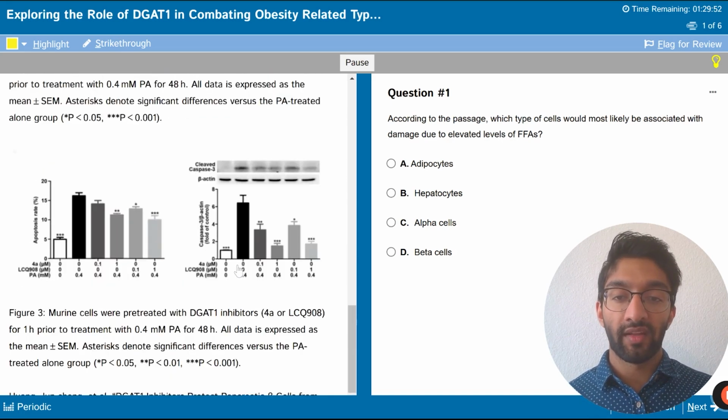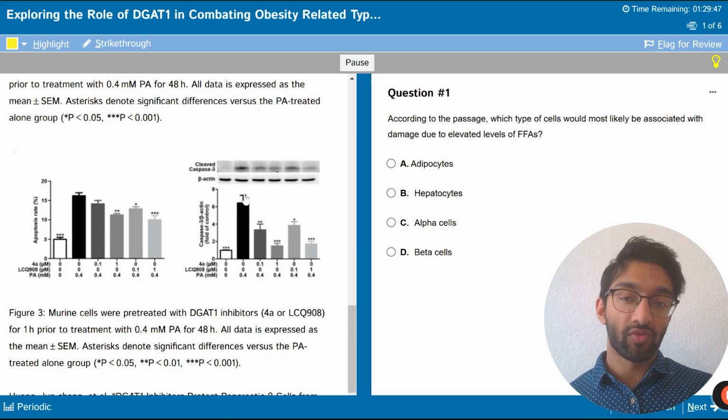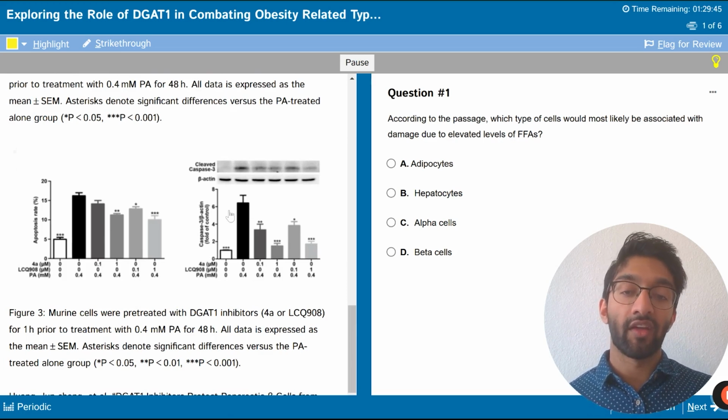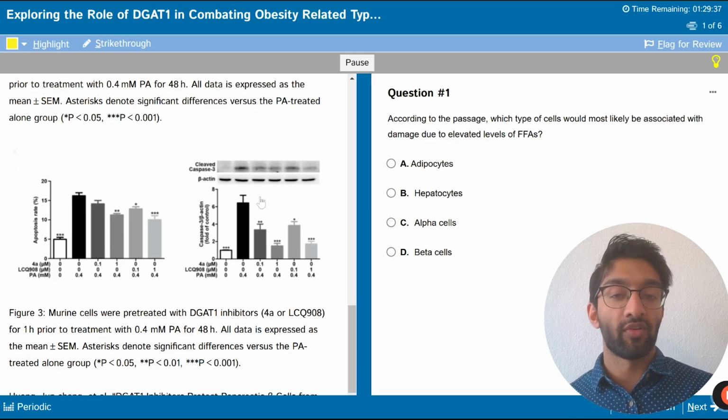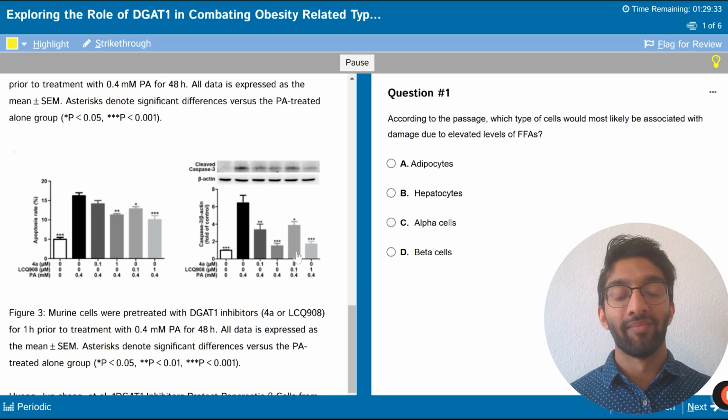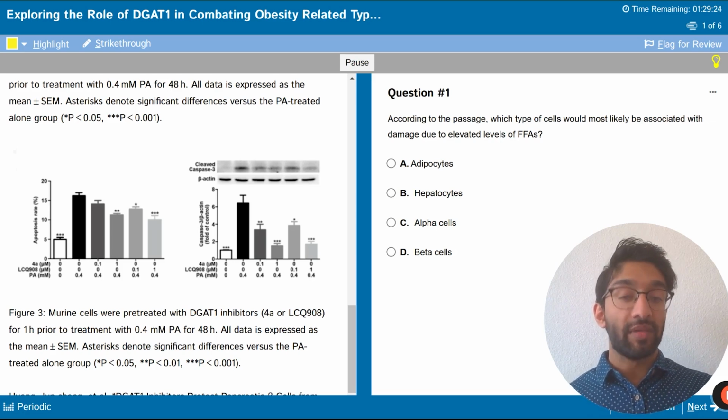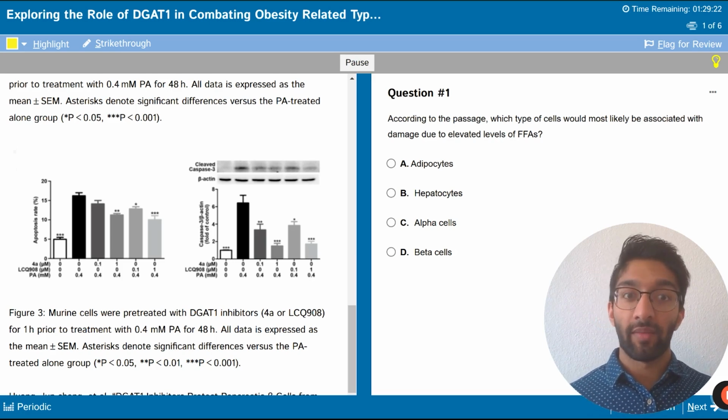And we notice once again that as you increase the amount of 4A, the apoptosis rate decreases significantly. And as we see here, caspase also decreases significantly. And same thing with LCQ. So overall, these are inhibitors that seem to be doing their job. They prevent the cells from dying, and thus increase the amount of cells that are still alive and combat the negative effects of PA that you might have in diabetic mice.